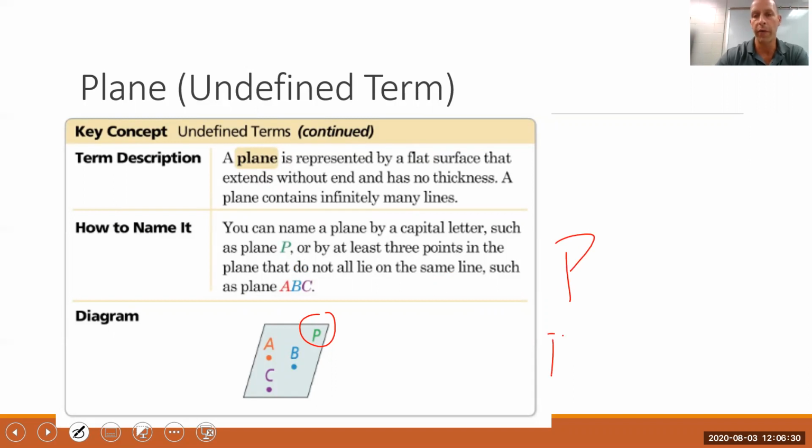You could also refer to it as a plane, and you have to use 3 letters that are non-collinear. You could call it plane ABC. You also could call it plane BCA.